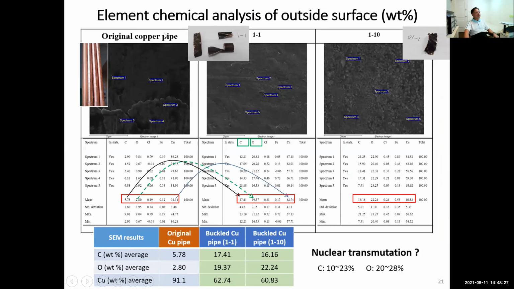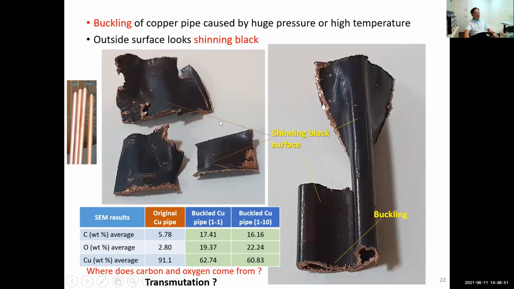And we did an elemental chemical analysis and found that the original copper pipe has copper and carbon 5%, but after the buckling and rupture, the carbon compound increases and oxygen also increases. And this shows the buckling and the shining black surface after the phenomena.